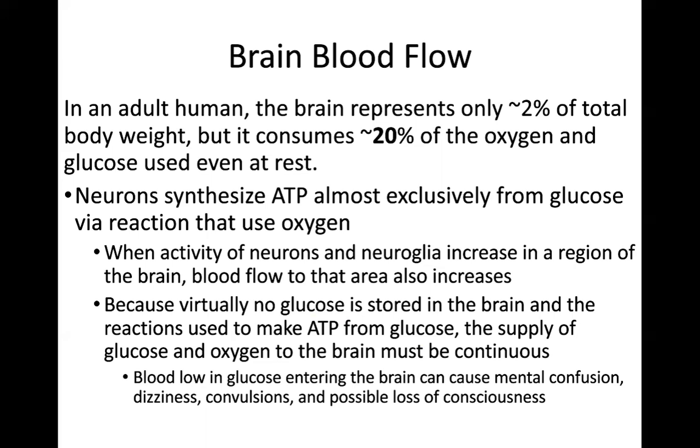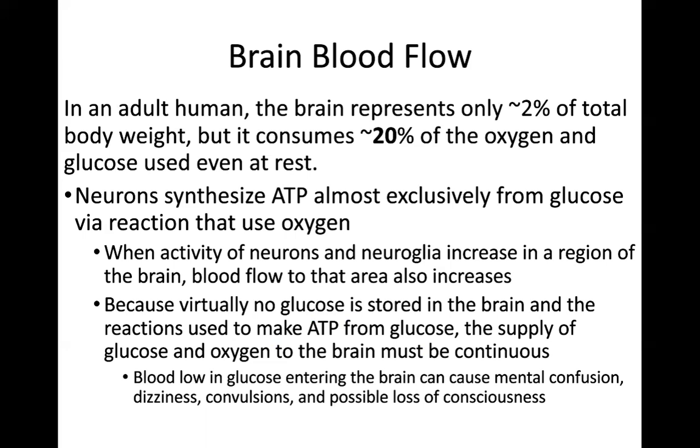But first, let's talk about some general things associated with the brain, which includes the flow of blood to it. Despite only representing about 2% of our total body weight, at rest, like you all are right now, in a condition where you're not exercising, about 20% of the oxygen and glucose that we have in our bodies goes to our brains. So it consumes a lot of oxygen and glucose, which is important.